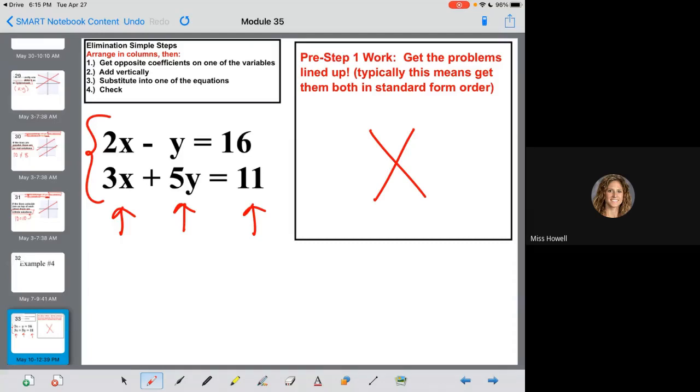Now, we do not have opposite coefficients on anything. So I would look and say, all right, can I get 2 easily to its opposite coefficient of 3? Well, not really. Can I get this negative 1 that's here with y to be an opposite coefficient of this positive 5 fairly easy? Yeah, I can. I could take this top and multiply it by 5, and I would end up with opposite coefficients. So my suggestion for this one is to deal with the y's and take that top equation and multiply it by positive 5, because that's going to give you opposite coefficients on your y variable.